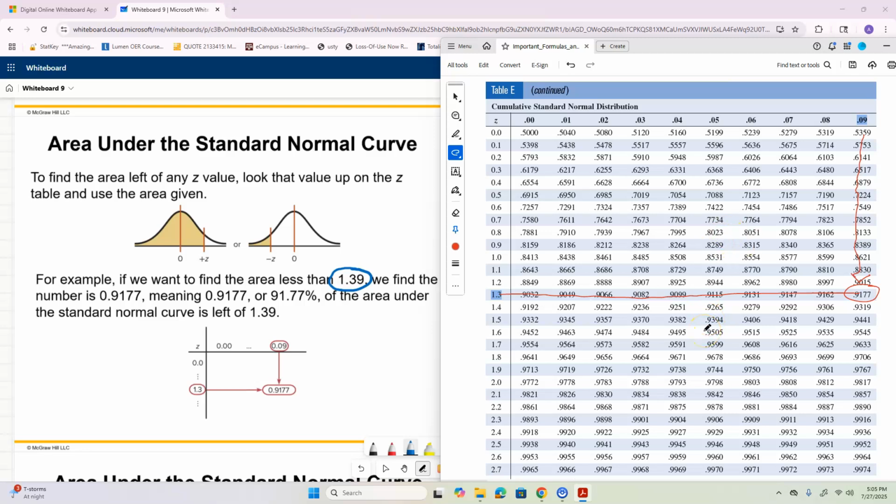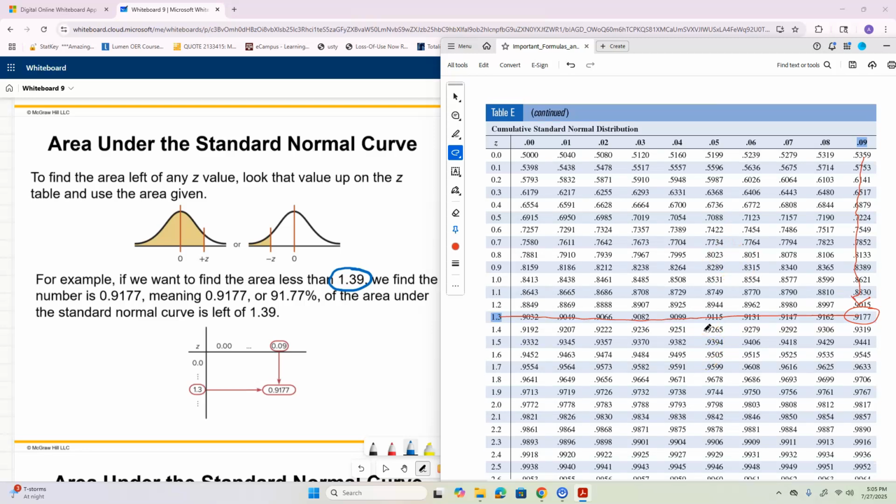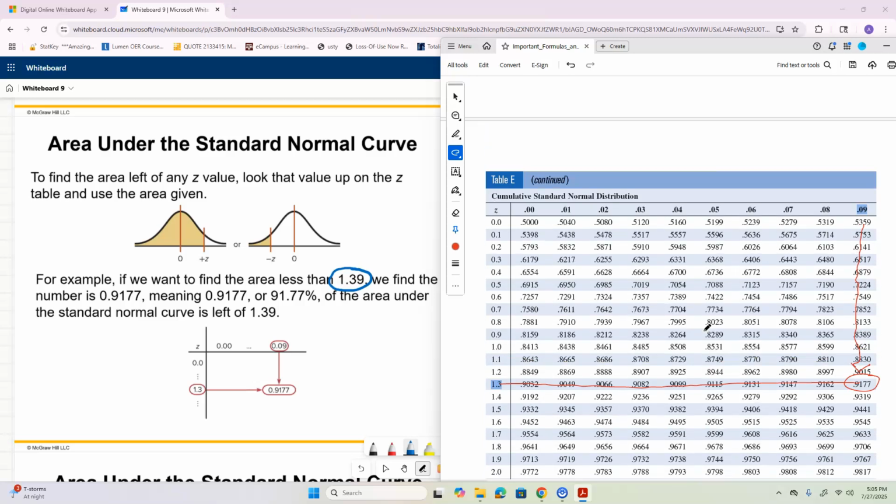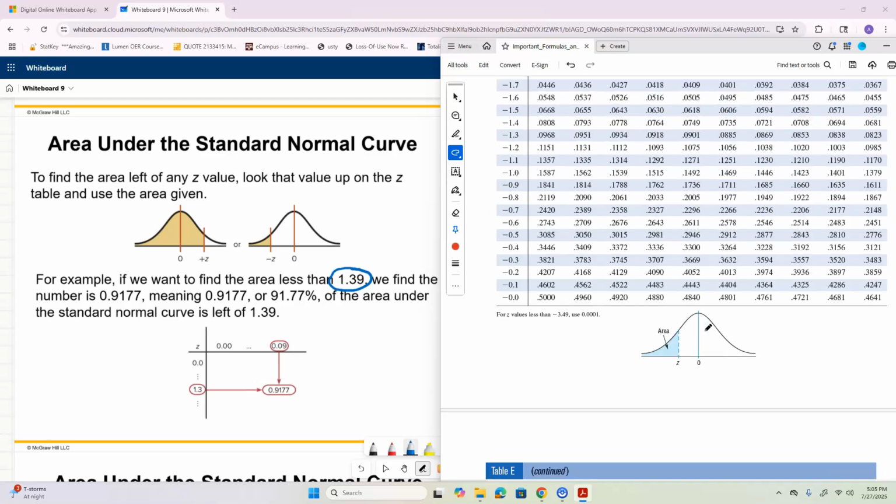Now, a couple things I want to point out. I'm going to draw a picture of that so you can see it a little bit better too. You notice on the chart it has this same picture that you're seeing at the top of our slide.